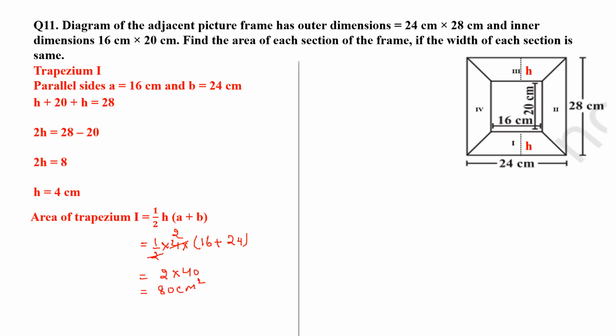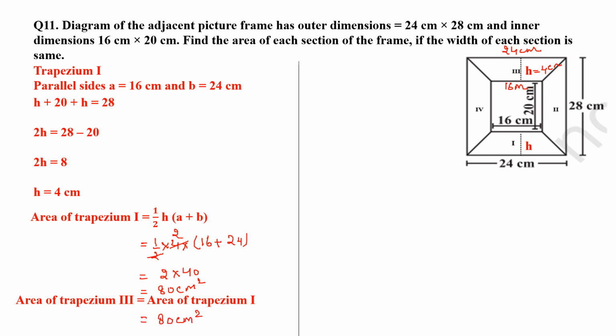Now if you see, area of the section first and third both will be the same, because if this is 16, now this side is also 16, right? This will also be 16 centimeter, and in the same way this is also 24 centimeter, and it is given the width is the same, so this will also be 4 centimeter. So area of section first and section third both will be the same. So from here I can write area of the trapezium third is equal to area of the trapezium 1, and this value will also be equal to 80 centimeter square.